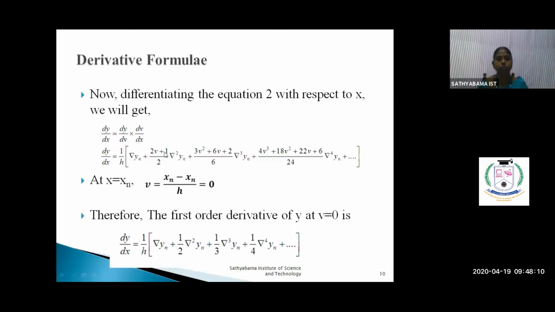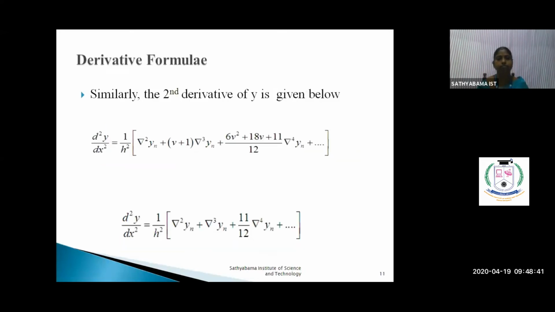So 0 plus 1 by 2, so 1 by 2 del square yn. V becomes 0, so all the terms get 0. Only you will get 2 by 6, so 2 by 6 is nothing but 1 by 3 del cube yn. And here 6 by 24, that's 1 by 4 del power 4 yn plus so on. So how many formulas we have seen? Here this is for the first order derivative, if x is near the end of the table. Don't forget.